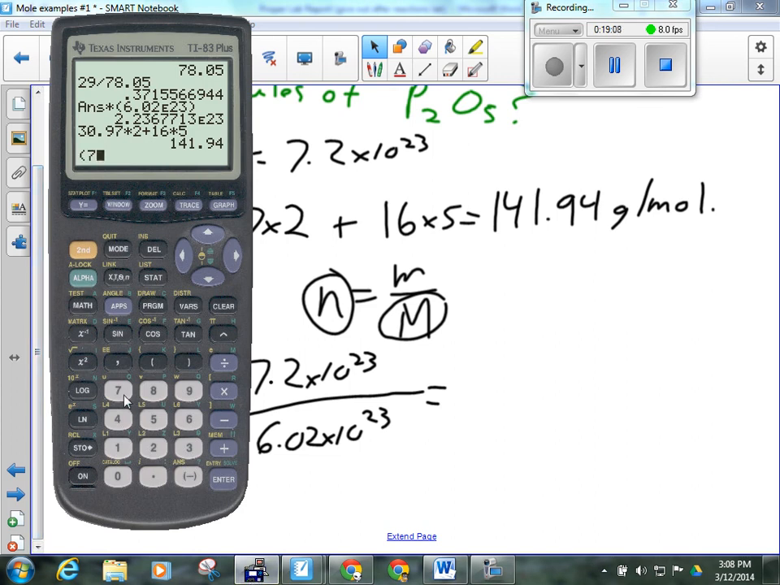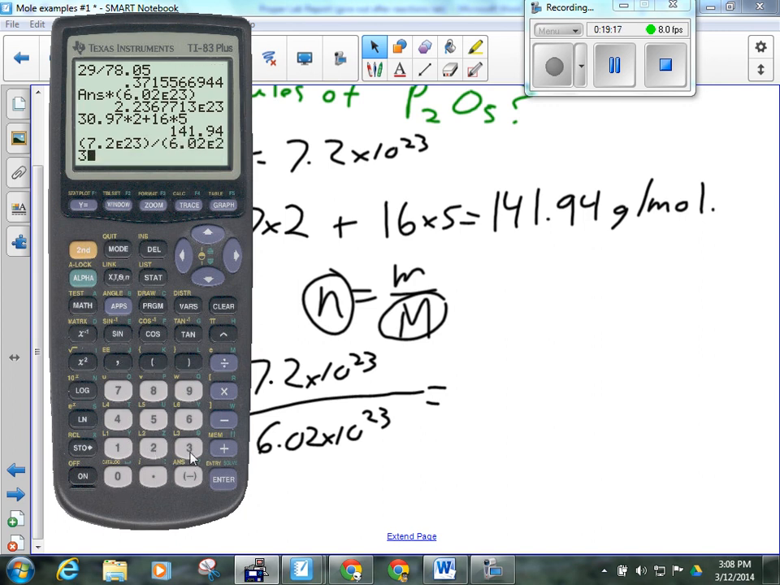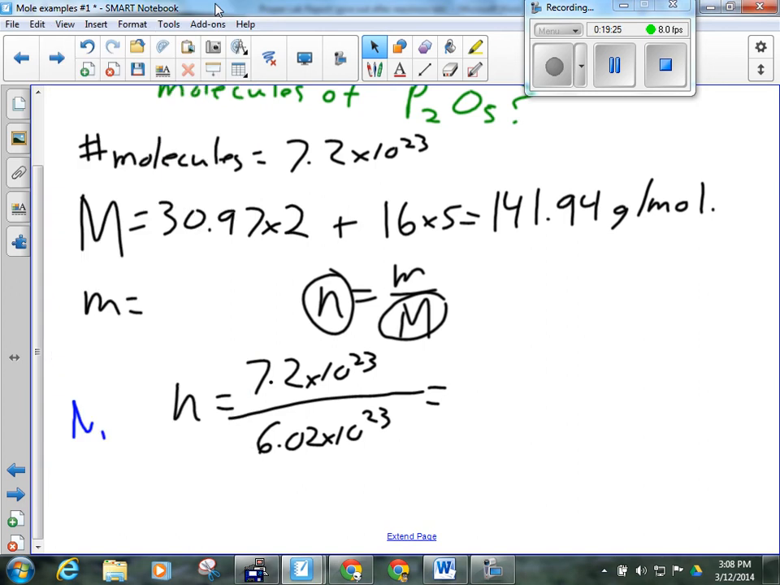So in brackets, 7.2 E 23, bracket, divided by Avogadro's number, also enclosed in brackets. Okay, gives me, let's say 1.2. We'll round it to 1.2 moles. Okay, so now I know n. Since I know n and big M, I can now calculate little m.